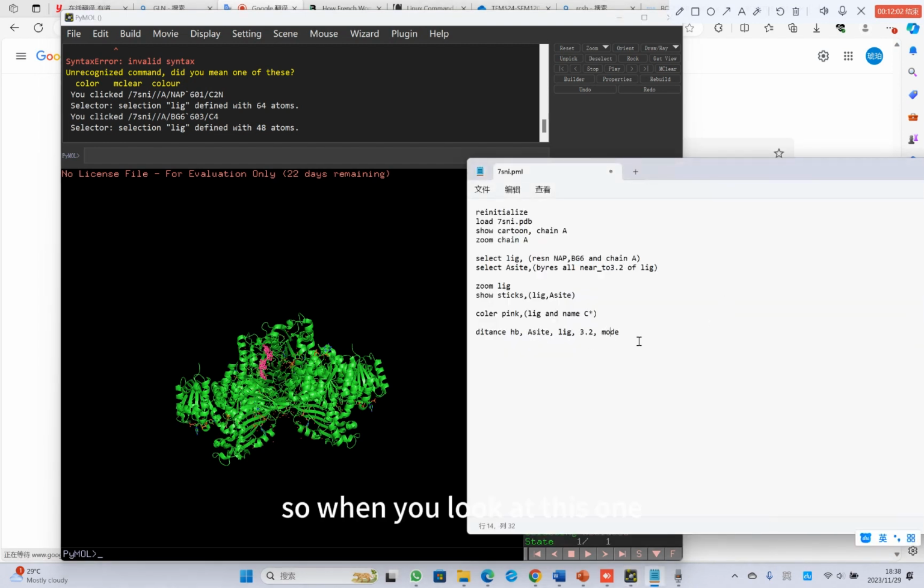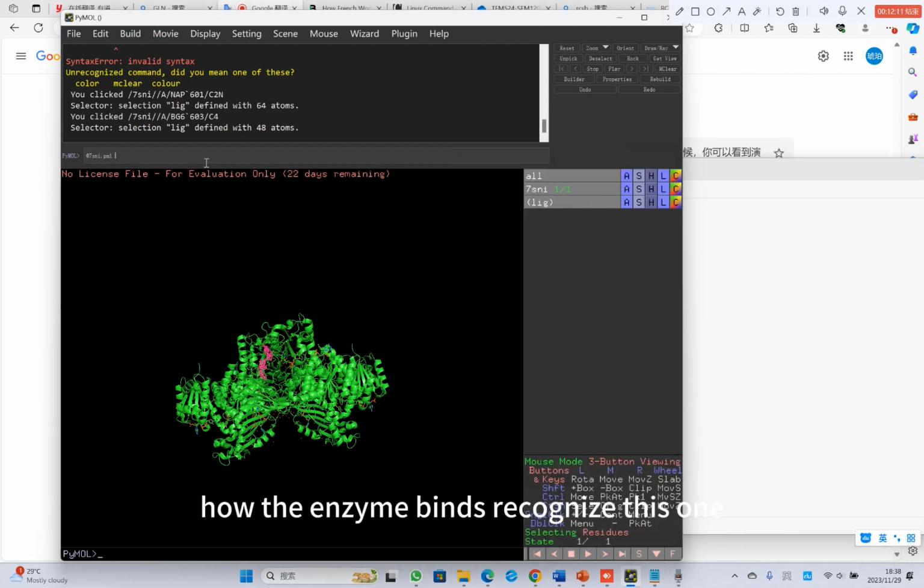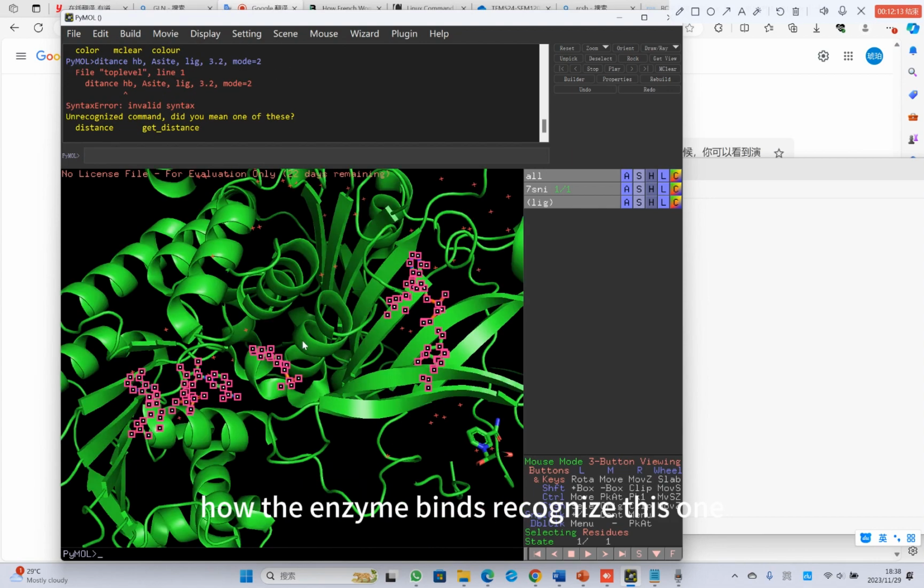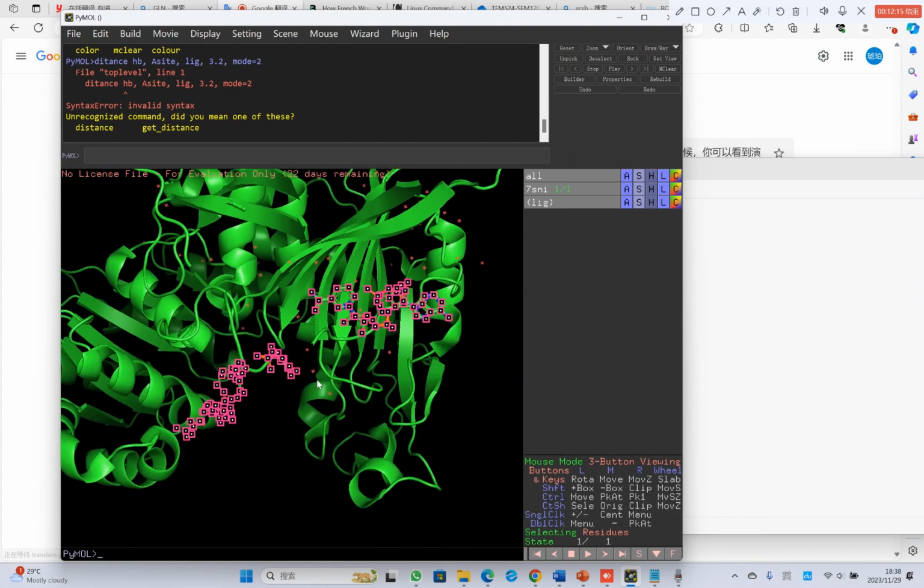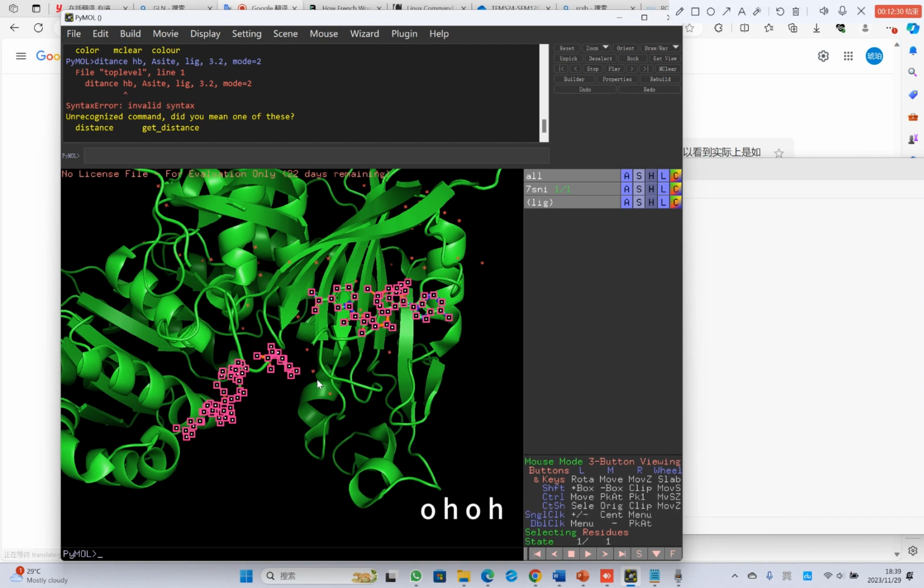Okay? So when you look at this one, you can see how the enzyme binds and recognizes this one. And you can see it's like a hand in a glove. It is very specific. You can see all here. We cannot see H, but we have to guess H. For the sugar, all the sugar here is OH, OH, OH, OH.